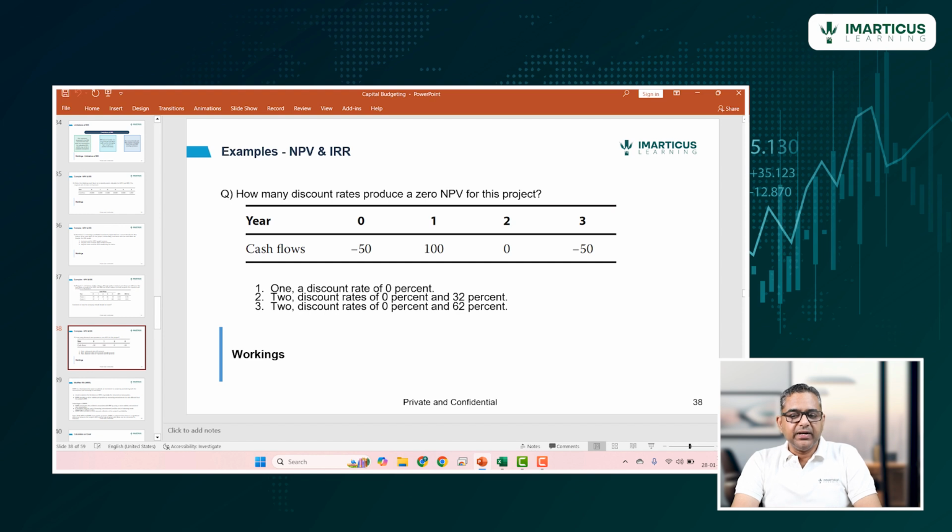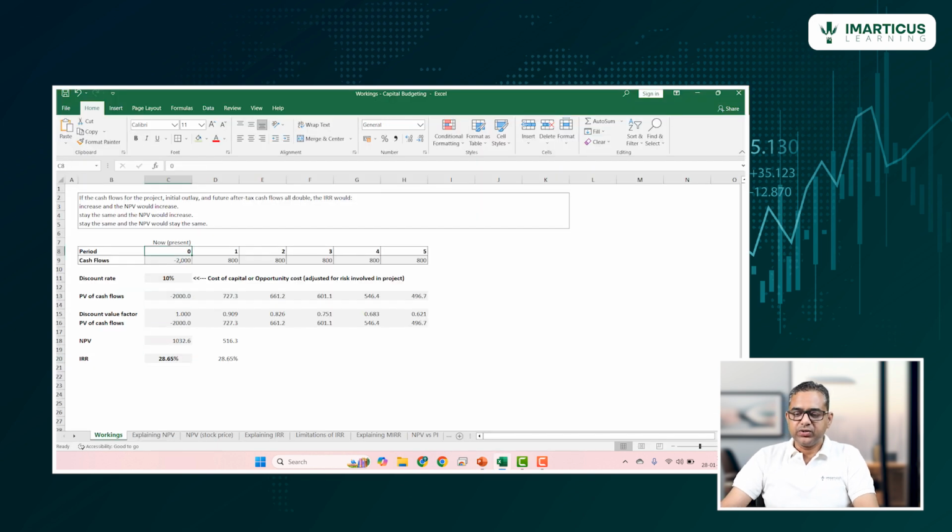In this case, we have seen that there can be multiple discount rates which give you an NPV of 0. So let's figure out. Options are one discount rate, which is 0%; two discount rates, 0 and 32%; two discount rates, 0 and 62%. So basically 0%, 32% and 62%. Which of these discount rates give an NPV of 0? So let's do it.